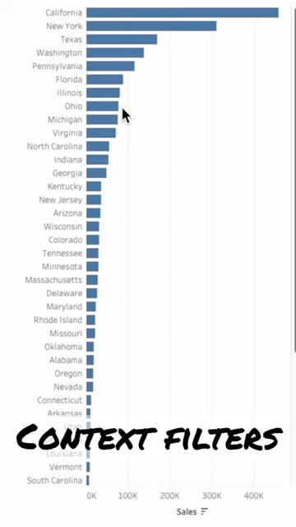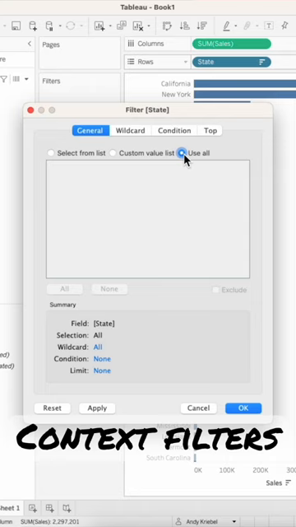If I want to look at the top 10 states, I will filter my state, choose use all in the general tab, go to top, and choose top 10. Click on OK. And now we see our top 10.